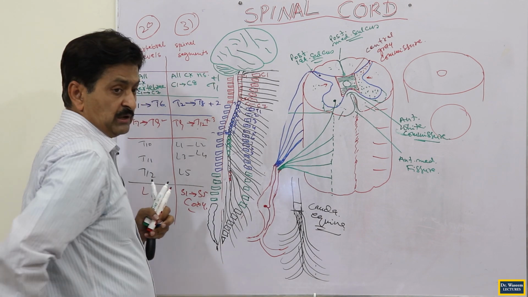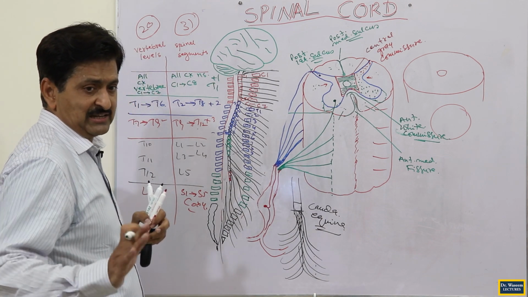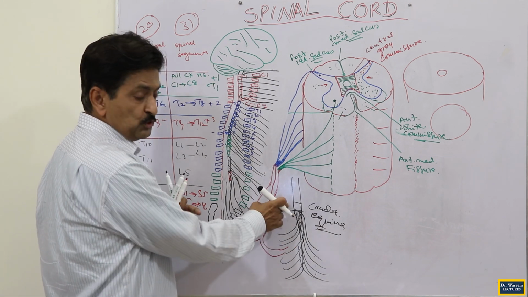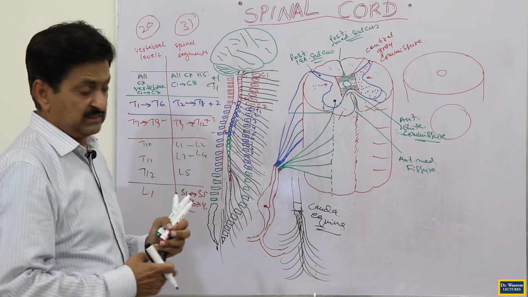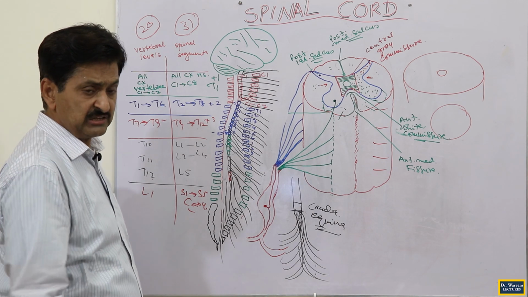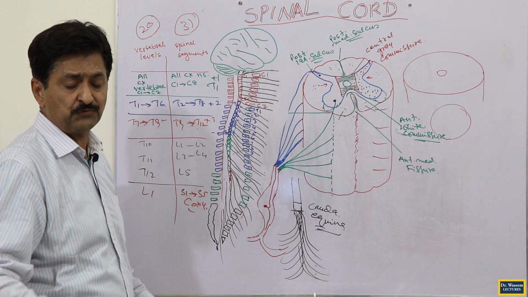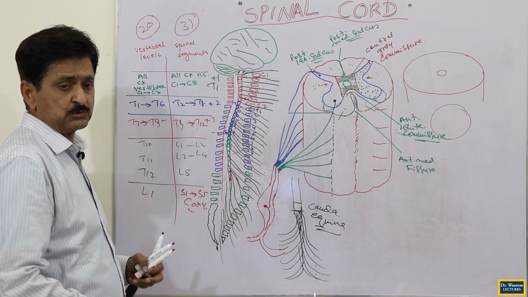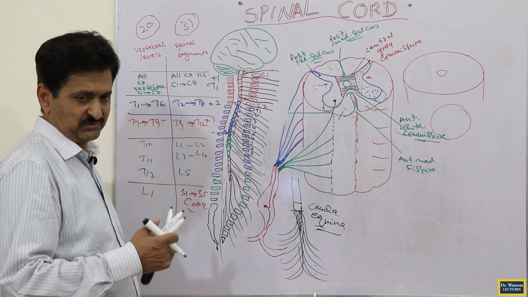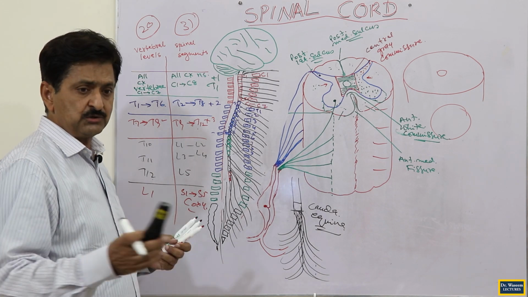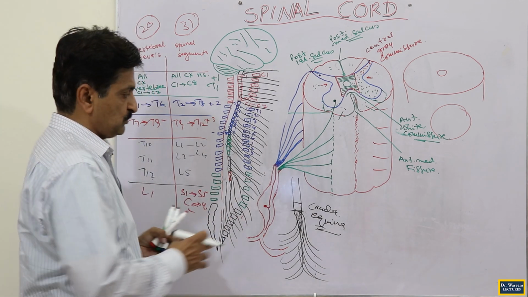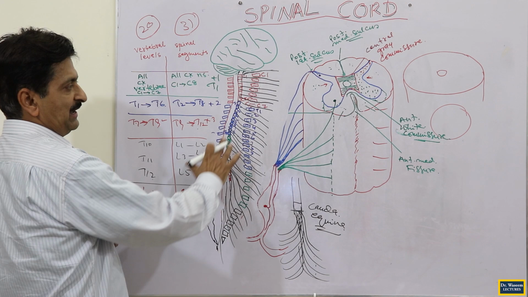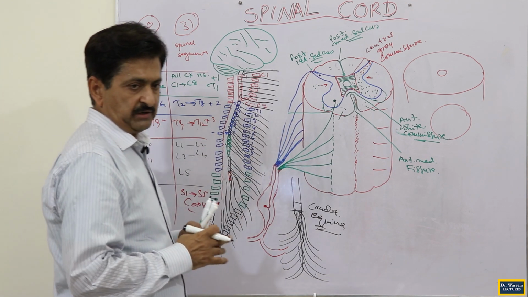So that means if below the L1 level there is any injury, though the spinal cord is not affected, your spinal nerves will be affected. These are the nerves going to the lower limbs, and these are the nerves carrying the parasympathetic fibers to your urinary bladder and the rectum, etc. So your defecation and micturition reflexes will also be affected. This is something that we are watching in the external morphology of the spinal cord.